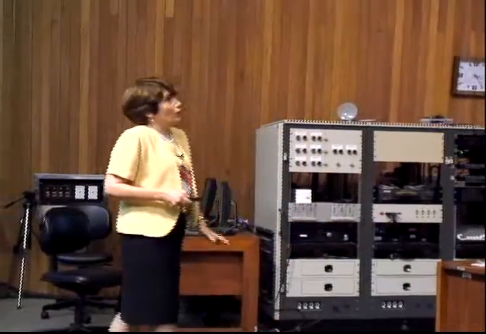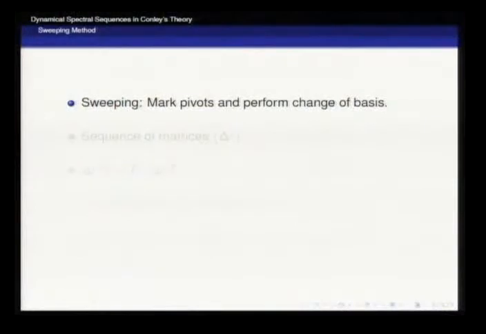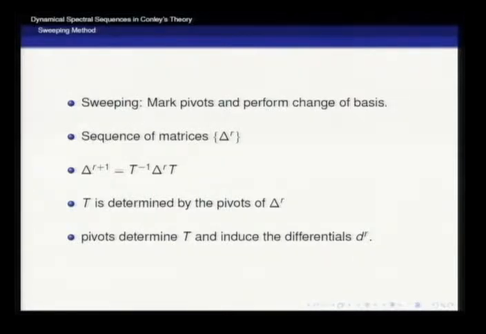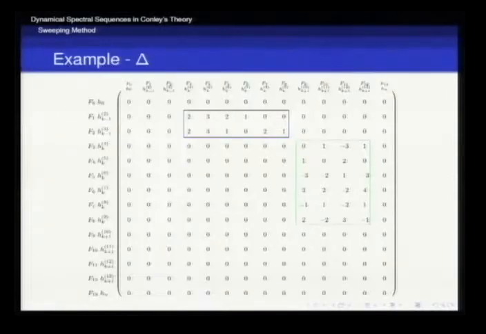And so what is the sweeping method? We're going to mark certain pivots on the diagonal as we sweep the matrix and perform changes of bases prompted by these pivots. So we'll produce a sequence of matrices delta R through this change of basis, and T is determined by the pivots of delta R, the change of basis matrix. And the pivots really determine T and also induce the differentials. All of this over Z.